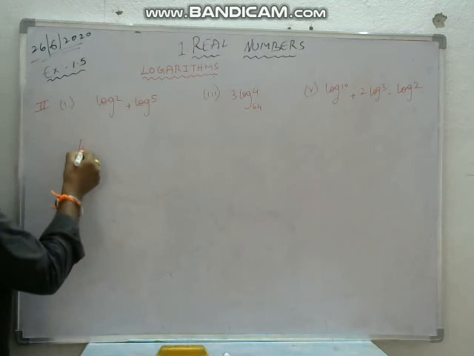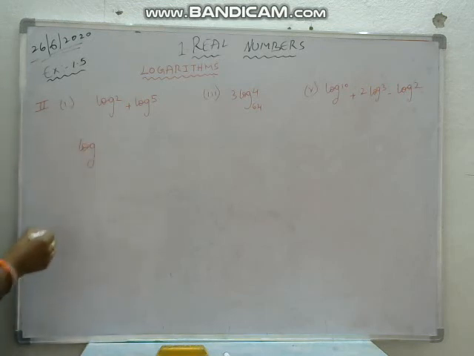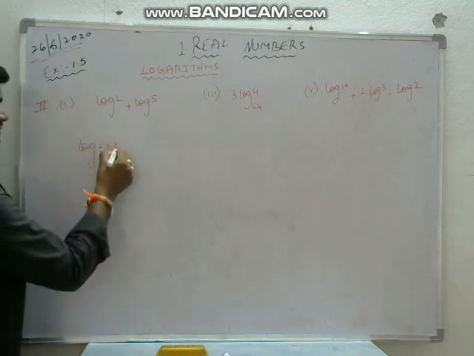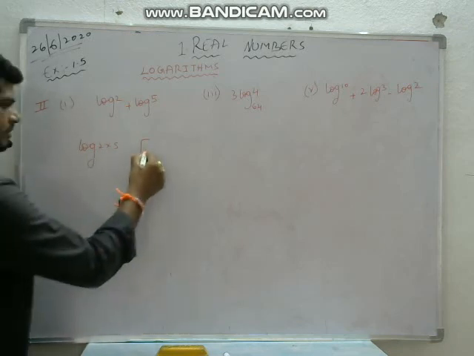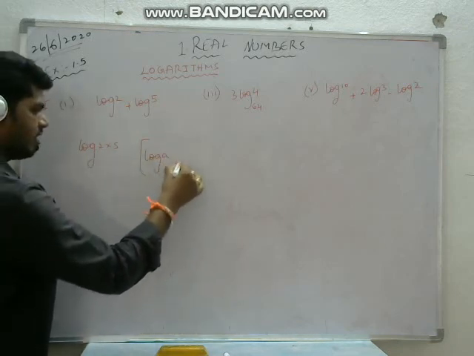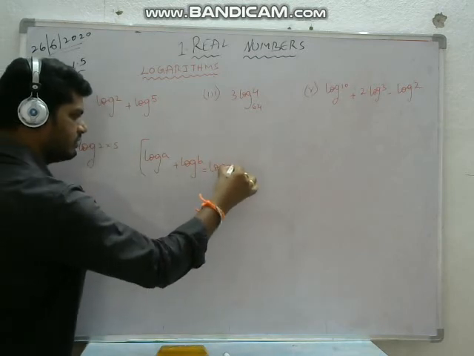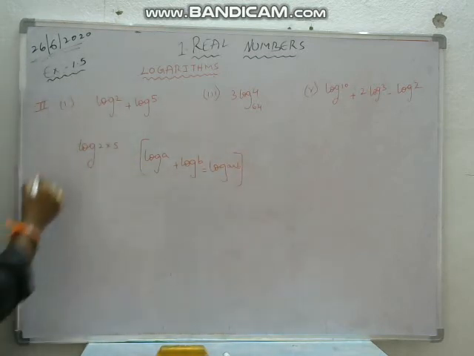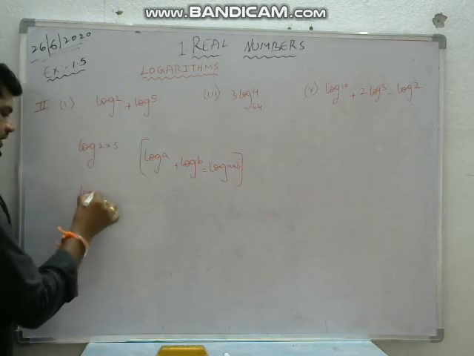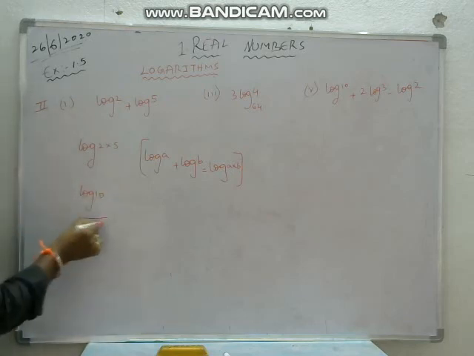So log 2 plus log 5 I can write as log 2 into 5, using the identity log a plus log b is equal to log a into b. Using this identity I can write this. So log 2 into 5 will become what? Log 10. Right? This is the answer.